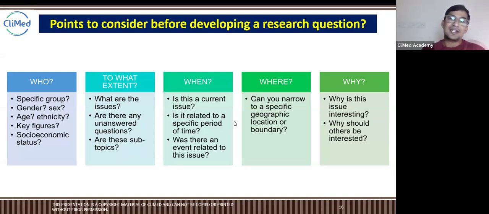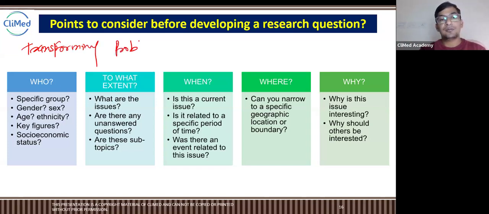Now the thing is, after that, you have to think, as I told you, why, how, who is doing it, to what extent, when it can be done. So these are the things when you create your problem into a research question. When you are transforming your problem into the research question.